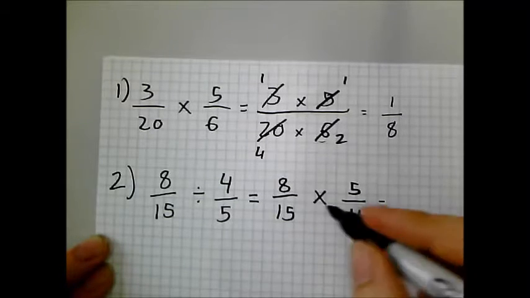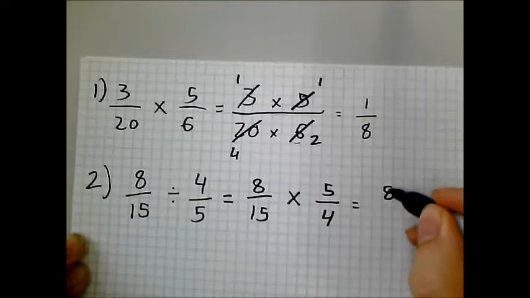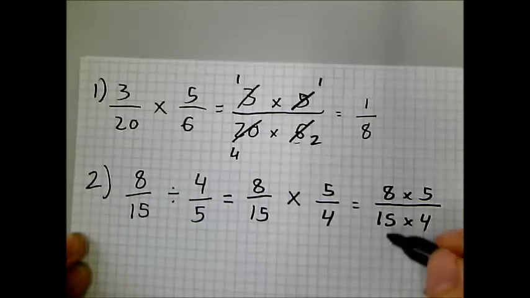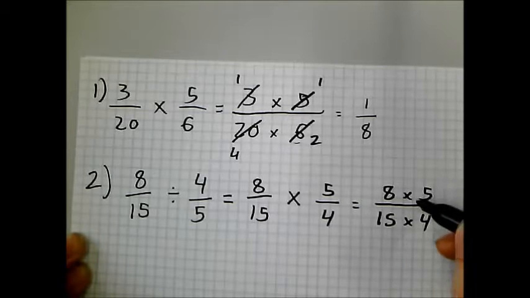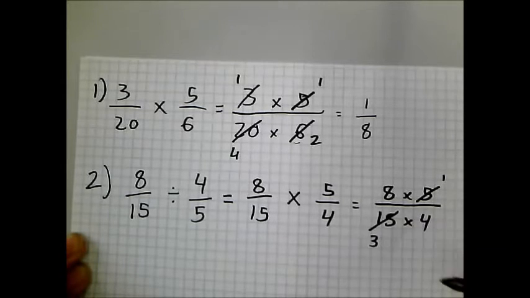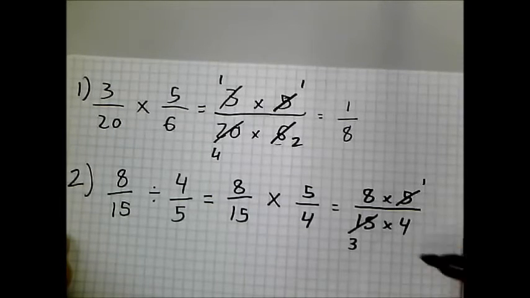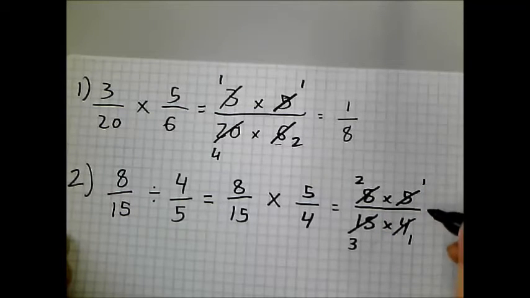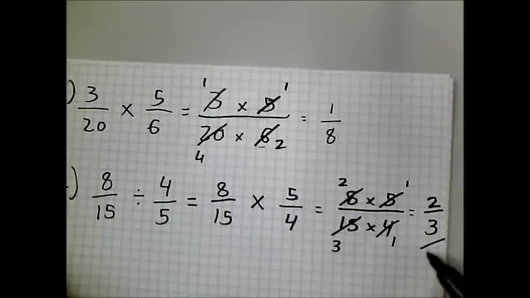Okay, and now I do exactly how I did for question 1. So 8 times 5 over 15 times 4, and look for common factors. Once again, I have shared factors of 5 here, 1 and 3, because 15 divided by 5 is 3, 5 divided by 5 is 1, and I've got common factors here as well, which they both share a factor of 4. So 4 divided by 4 is 1, 8 divided by 4 is 2. So I'm left with 2 times 1 for the numerator, 2, 3 times 1 on the denominator, 3. The answer is 2/3.